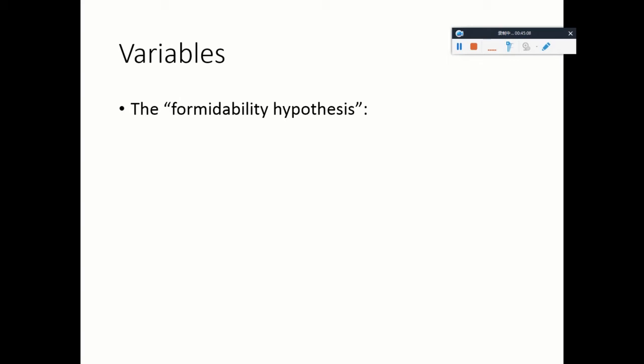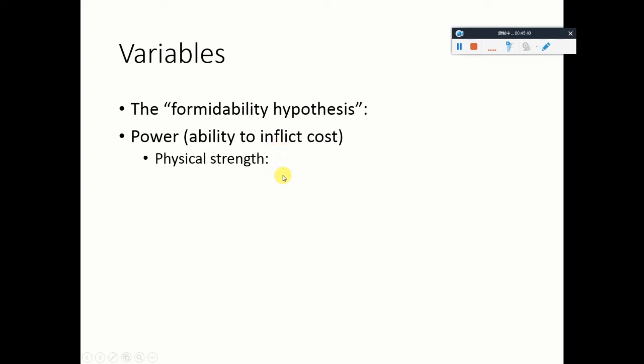We can return to this hypothesis that we call the formidability hypothesis. And if we recall, the hypothesis states that a more powerful person would be more prone to anger or be more aggressive. So to test this hypothesis, first of all, we would define the key constructs, right? Power, as we said before, is the ability to inflict cost, and to turn this construct into a variable, right?